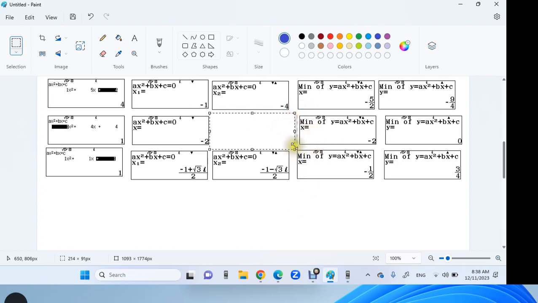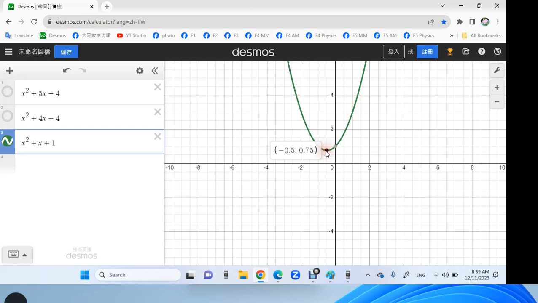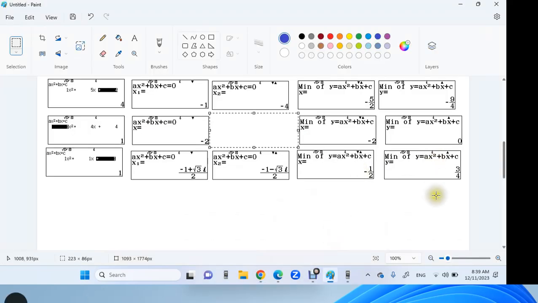So you can look at the graph here. We can see this is -1/2, and the 3/4 is 0.75. That is the minimum value.